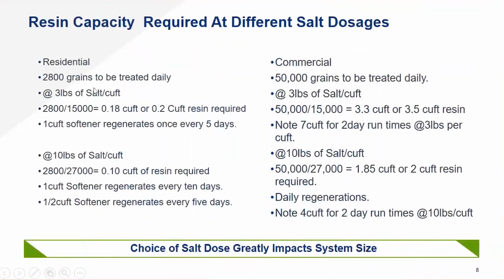In this residential case, at 2,800 grains to be treated daily at 3 pounds of salt per cubic foot, I'm going to take that number of 15,000 grains from that 3 pounds of salt per cubic foot, divide by my treatment required per day, and that's going to give me my cubic feet required to treat this amount of hardness in a given day. So I need 0.2 cubic feet of resin required. Well, 0.2 cubic feet of resin really doesn't have the capacity to meet any of my flow demands, right? This is just a theoretical amount.